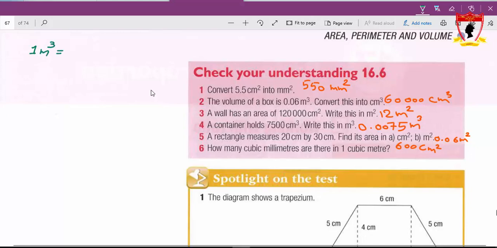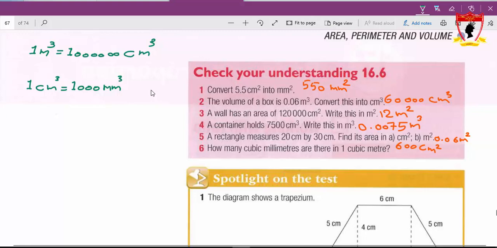Then 1 meter cube is 100 to the power of 3, which is 1 million centimeter cube. And now we don't need the meter anymore, we just deal with 1 million centimeter cube. The relation between centimeter and millimeter, 1 centimeter is 10 millimeters. When the centimeter is cubed, the 10 will be cubed. 10 to the power of 3 is 1000 millimeter cube.